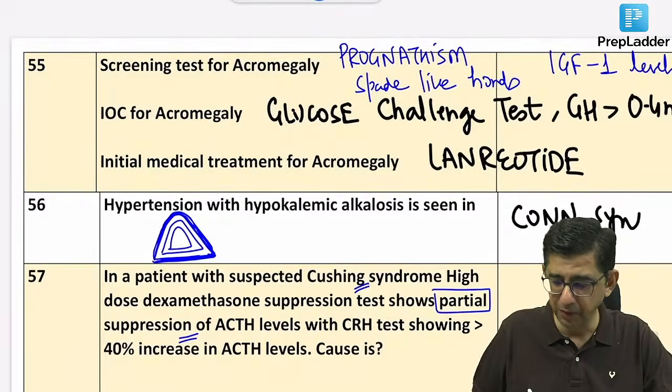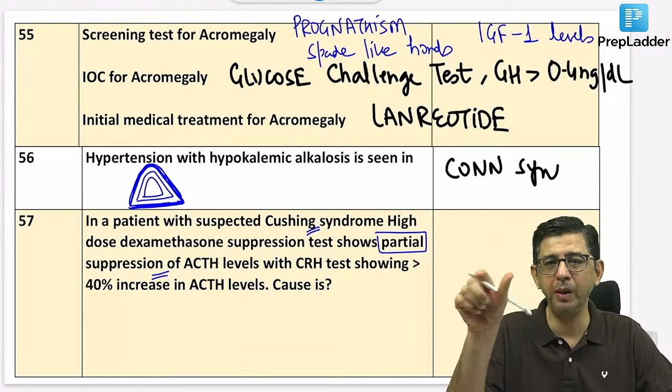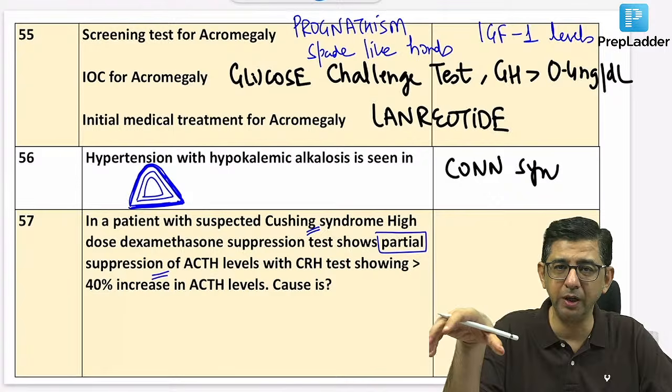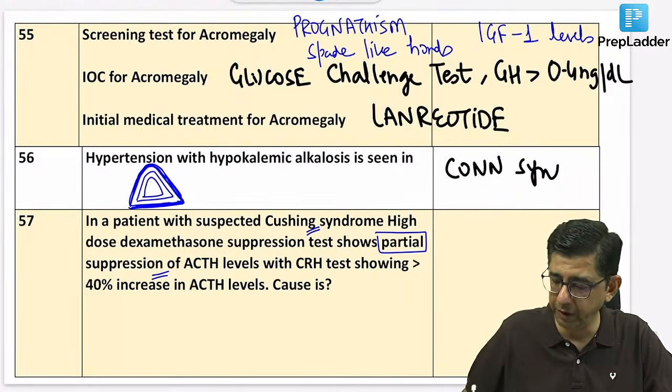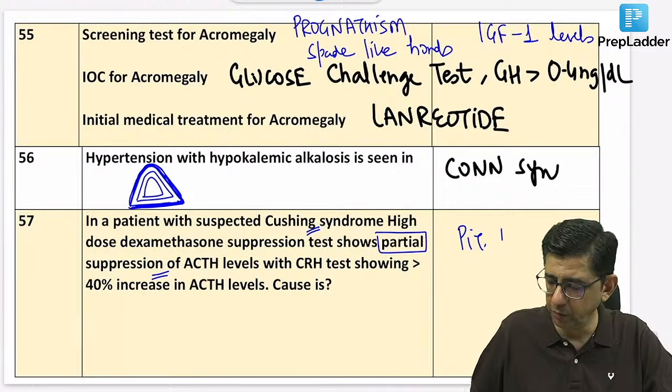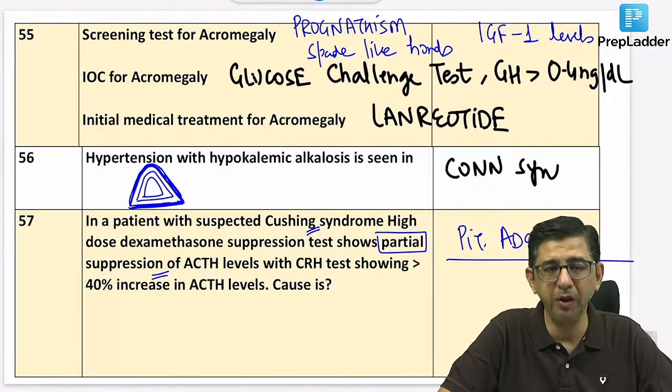But if it's partial suppression, that's the word that you need to identify. It would be maybe a one-liner, or sometimes a 2 or 3-liner question. The key word is partial suppression of ACTH levels would be a pituitary adenoma. This pituitary adenoma was producing ACTH, and now you're trying to suppress it. So pituitary adenoma would be the answer in this case.